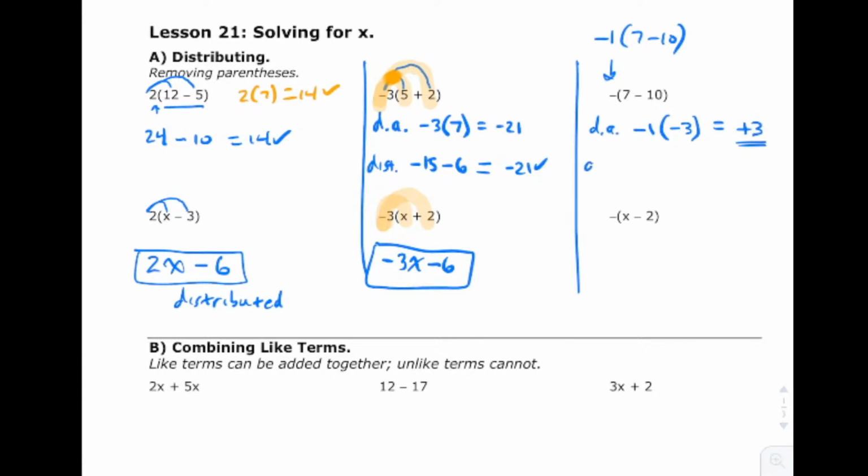Let's do distributing instead. Make sure we get the right answer. We sure should. So distribute what exactly? Well, I'm distributing the negative 1. The negative 1 times the 7 gives me a negative 7. And then the negative 1 times the negative 10 gives me a positive 10. Negative 7 plus 10 is indeed a positive 3.